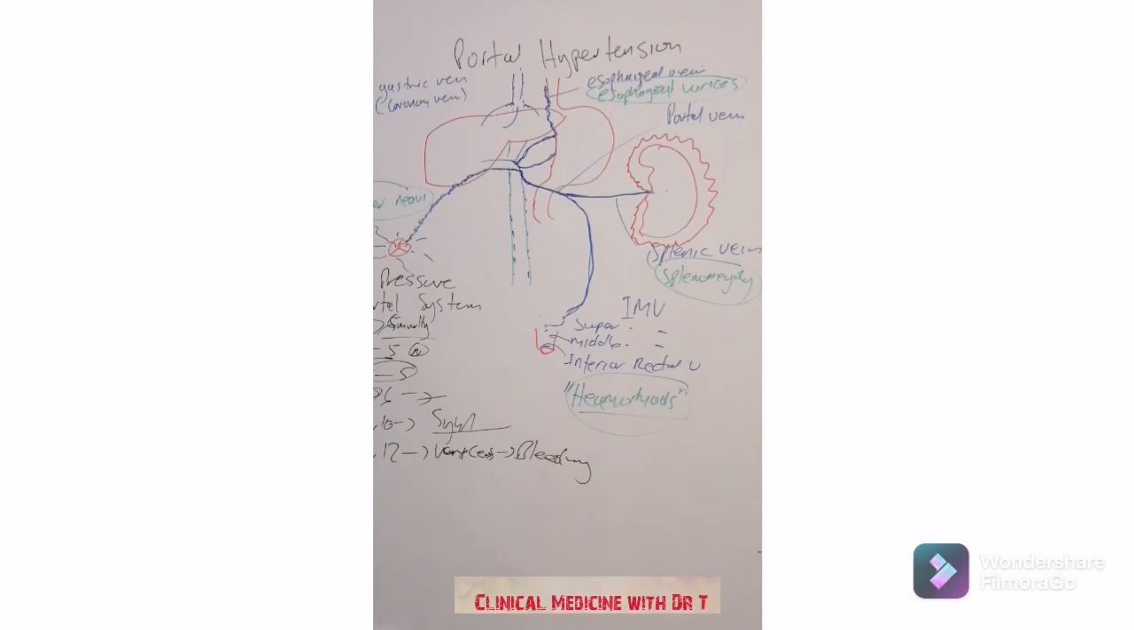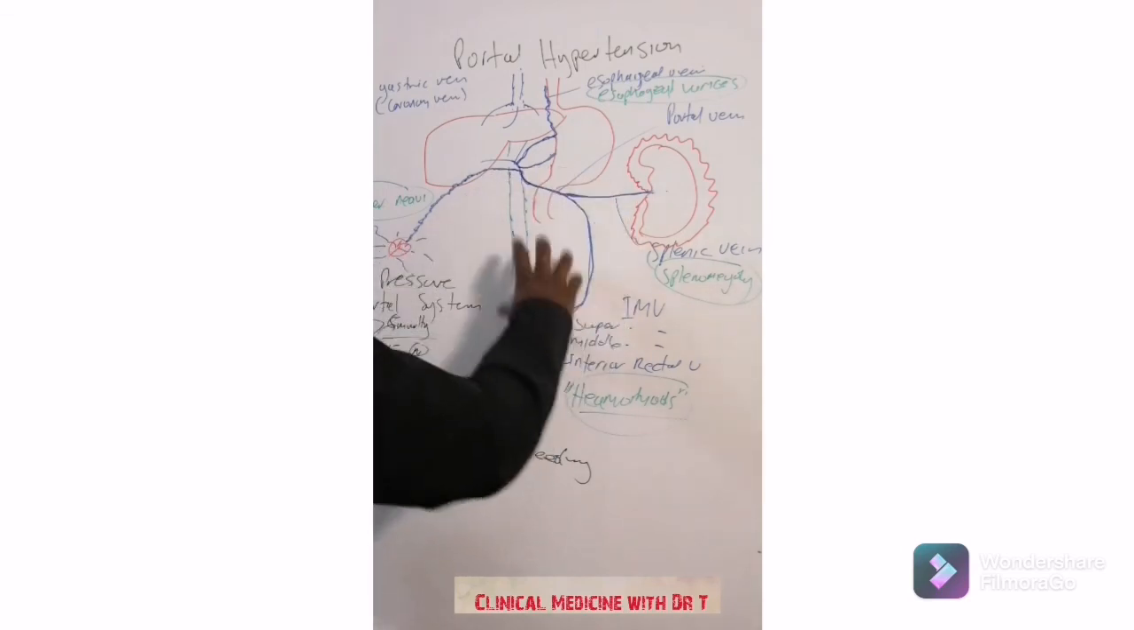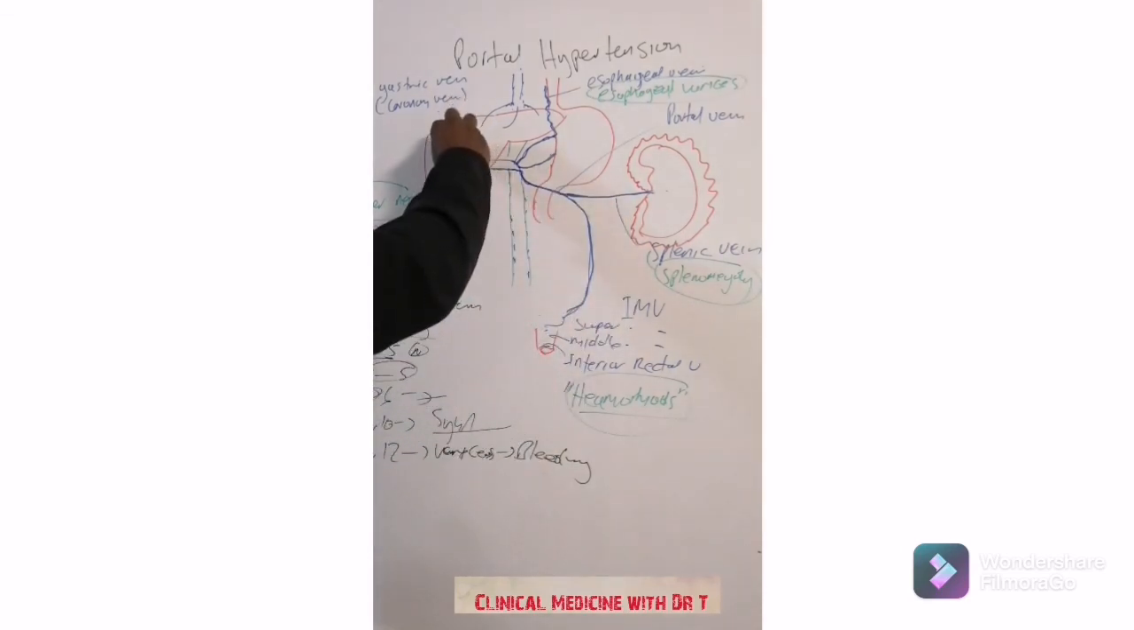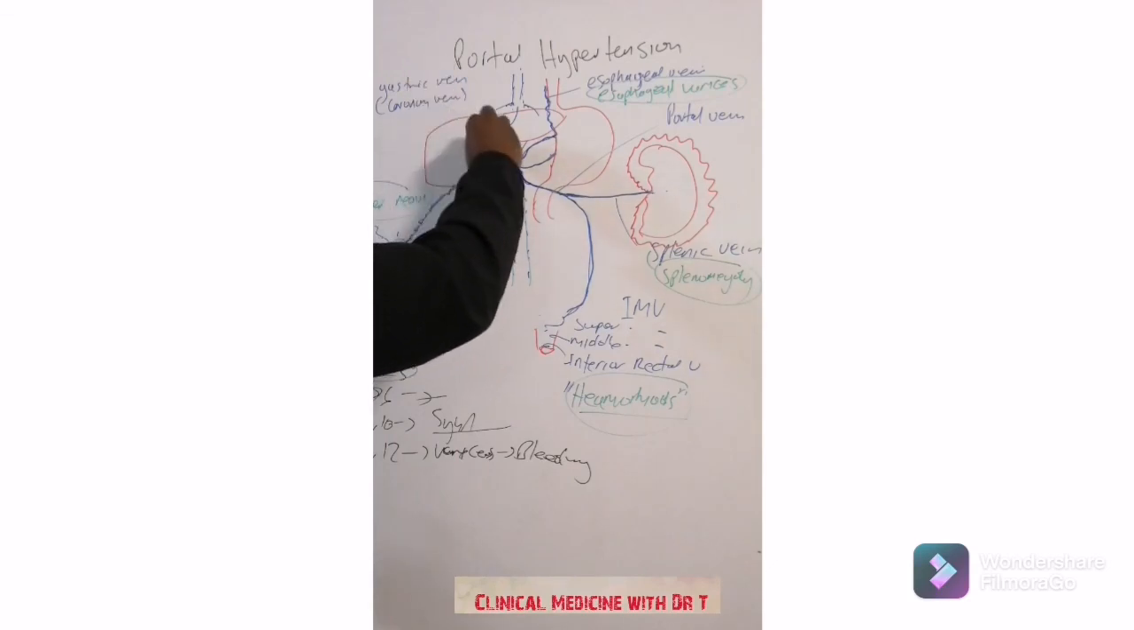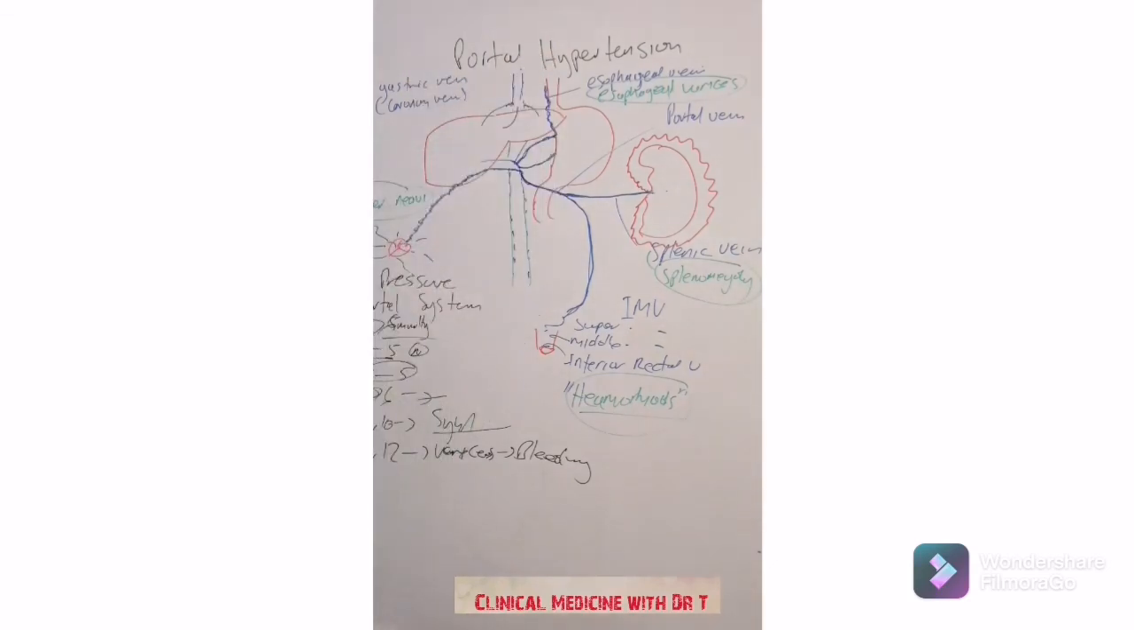Now we're going to talk about the causes in another video, but the way the causes are classified, you have pre-hepatic, you've got intrahepatic causes, then you've got post-hepatic causes. The intrahepatic causes are further classified into pre-sinusoidal, sinusoidal, and post-sinusoidal. We're going to talk about those in another video.